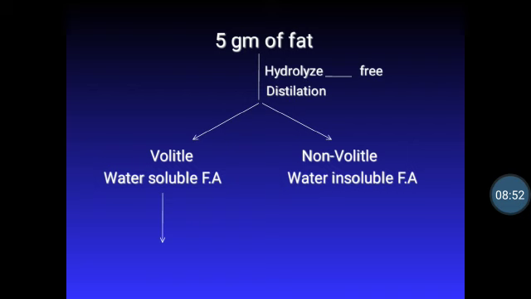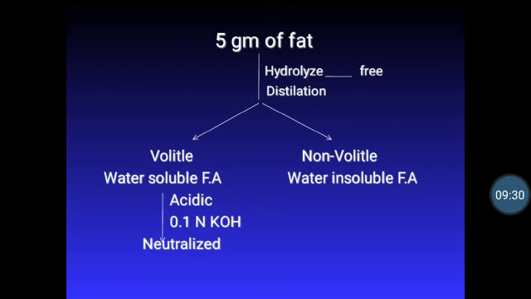Let's see the flow chart. Take 5 gram of fat, and now break this fat down, that means hydrolyze this fat, and then you can do the distillation. Once it is hydrolyzed, what will happen? All of the fatty acids are in the free form. Once they are in free form, you do a distillation. All these free fatty acids are divided into two parts. First part is the water soluble, volatile fatty acid, and the second is the non-volatile, water insoluble fatty acid.